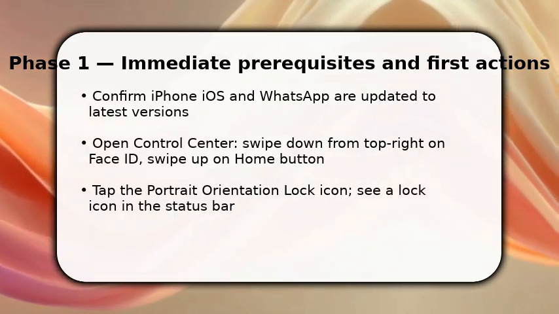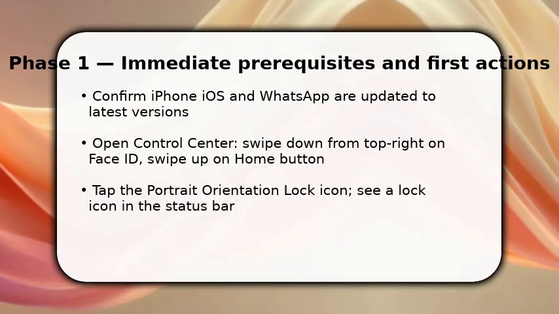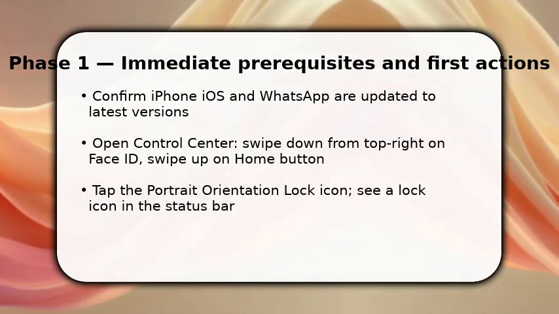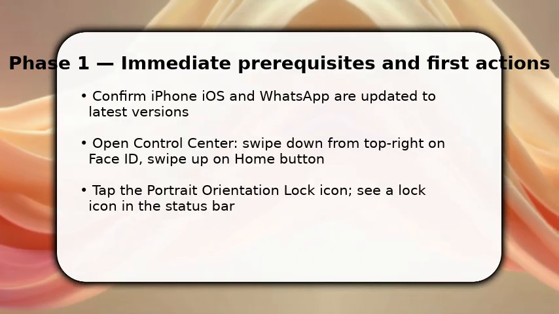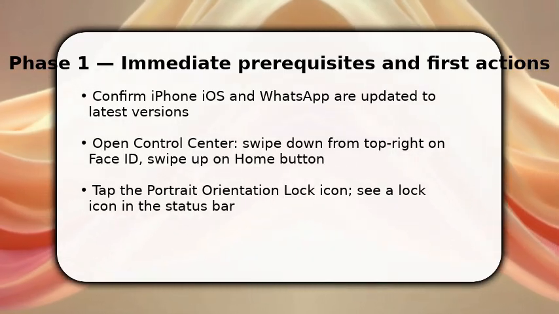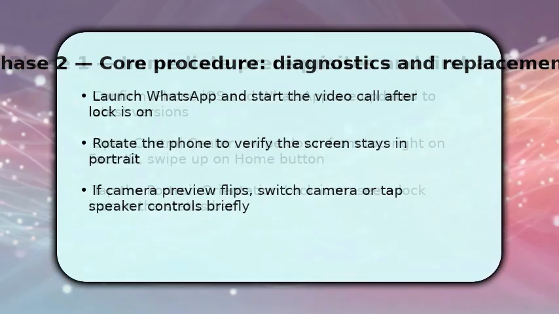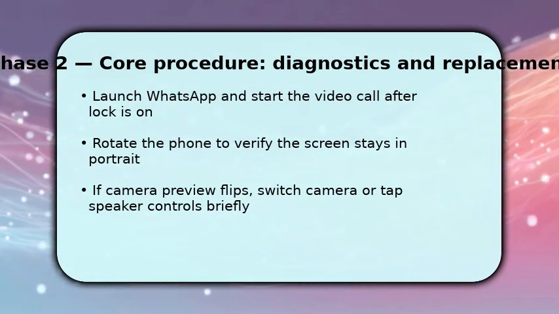That little lock with a circular arrow must appear in the status bar. This locks the screen in portrait. Do it before starting the WhatsApp video call to prevent automatic rotation. Now start your WhatsApp video call while the portrait lock is active.